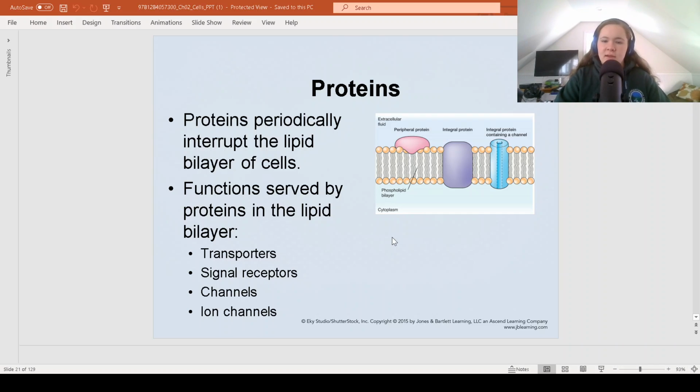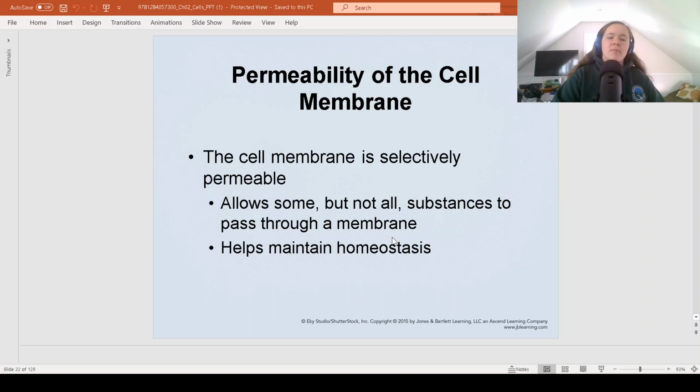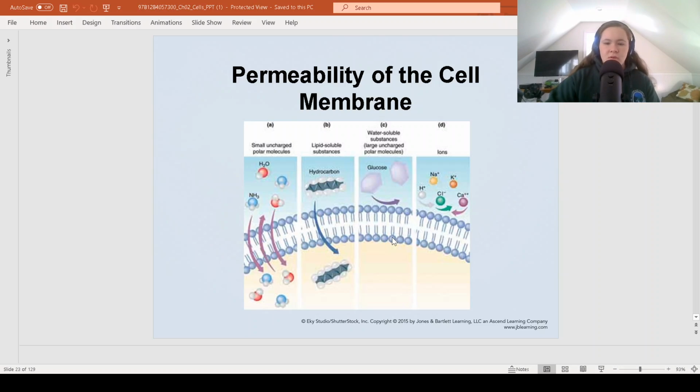So many things to look at. Permeability of the cell membrane. The cell membrane is selectively permeable and allows some, but not all, substances to pass through a membrane. This helps maintain homeostasis. So here we have chart A. This is small, uncharged polar molecules. This is how they get through.